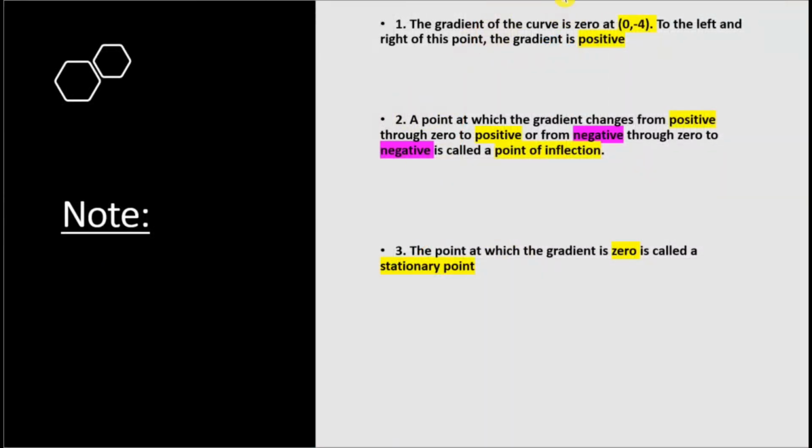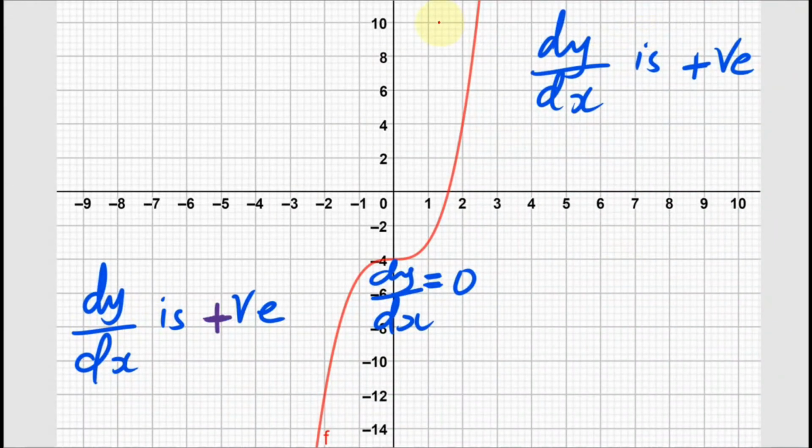Note number 2, a point at which the gradient changes from positive through 0 to positive, or from negative through 0 to negative, is called a point of inflection. Like in this case, you can see the gradient changes from positive through 0 to positive. It can also happen from negative through 0 to negative. So such a point is called a point of inflection, not a maximum or a minimum point.